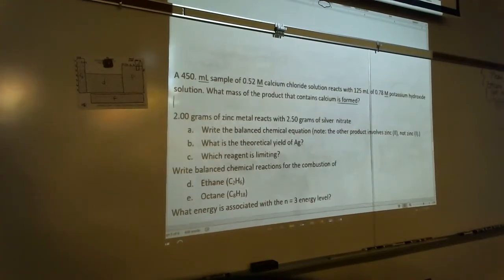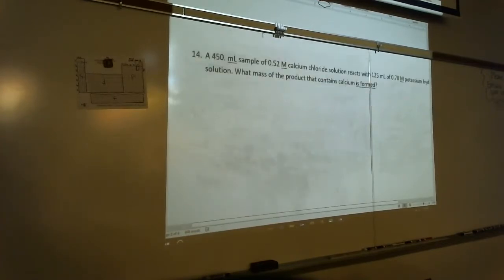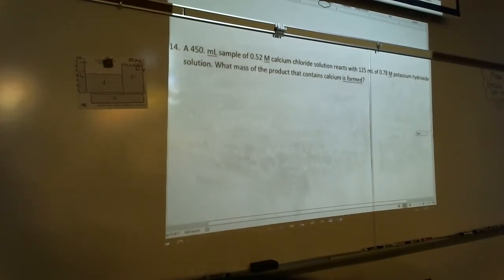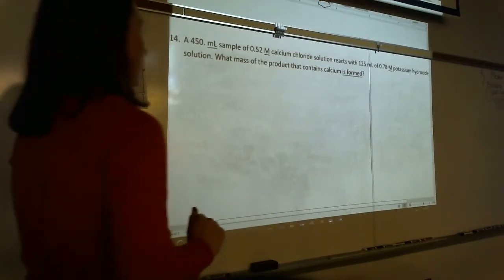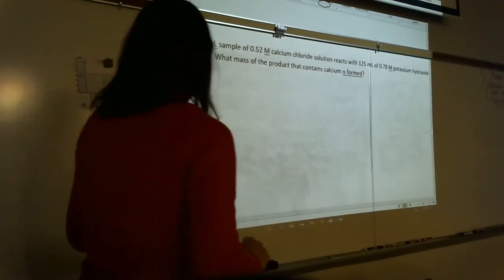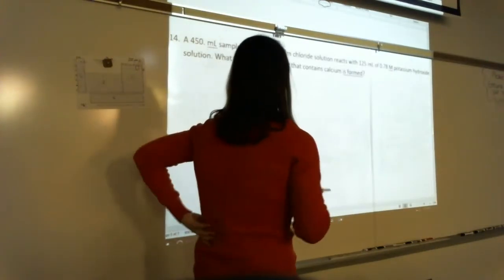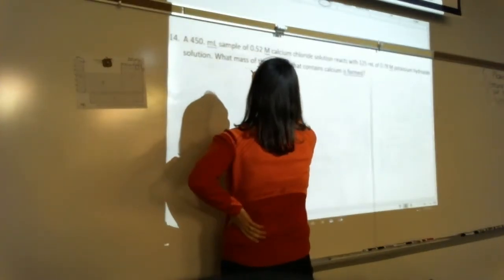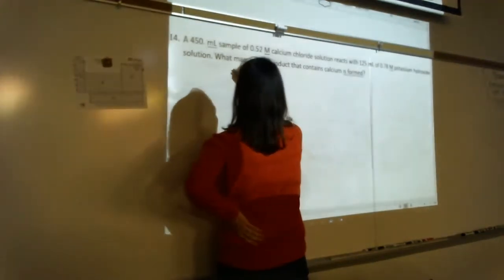Let's see. We've got ourselves a solution stoichiometry sample on our hands. A 450 milliliter sample of 0.52 molar calcium chloride solution reacts with 125 milliliters of 0.78 molar potassium hydroxide. Find the mass of the product containing calcium that is formed. All right, first thing we need is a what? Before we can do any of that, what do we need? A balanced equation.